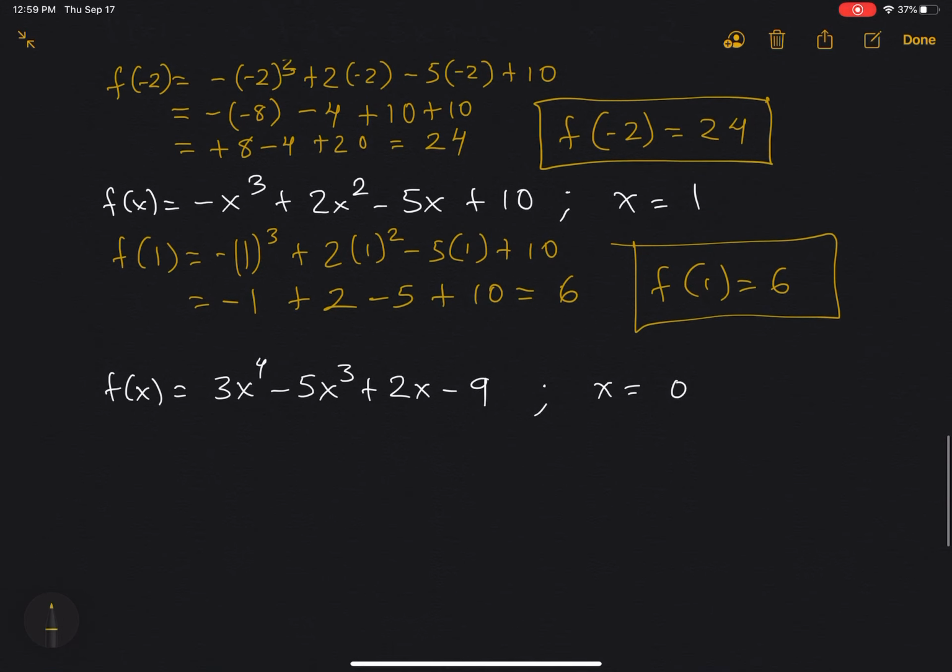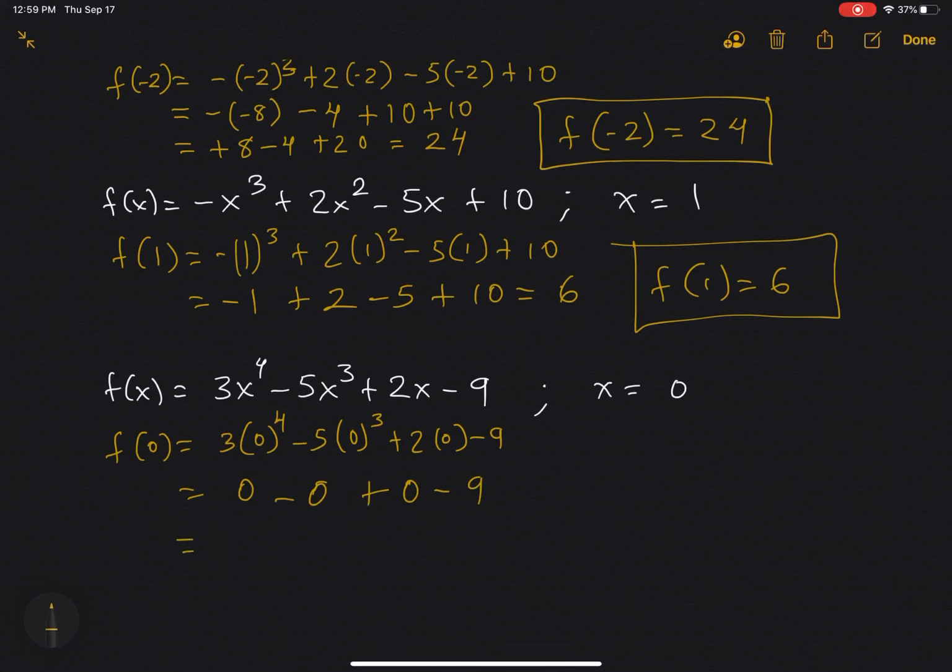And finally, if you let every x equal to 0, all of these terms are going to turn into 0. Because 0 to any power is 0, and then 0 times any number is 0. So this is really 0, 0, and negative 9. So the answer is f of 0 is negative 9.